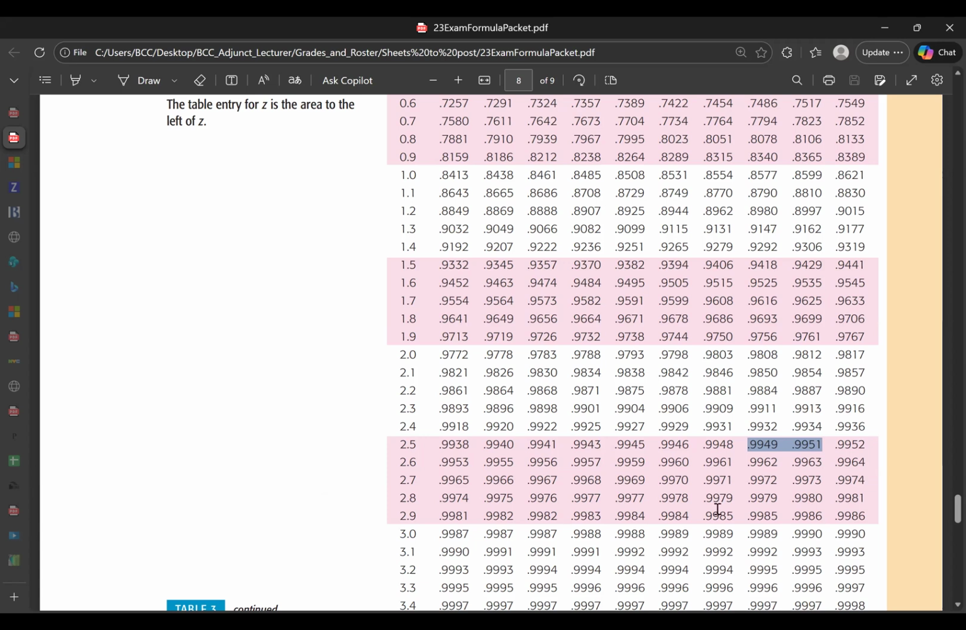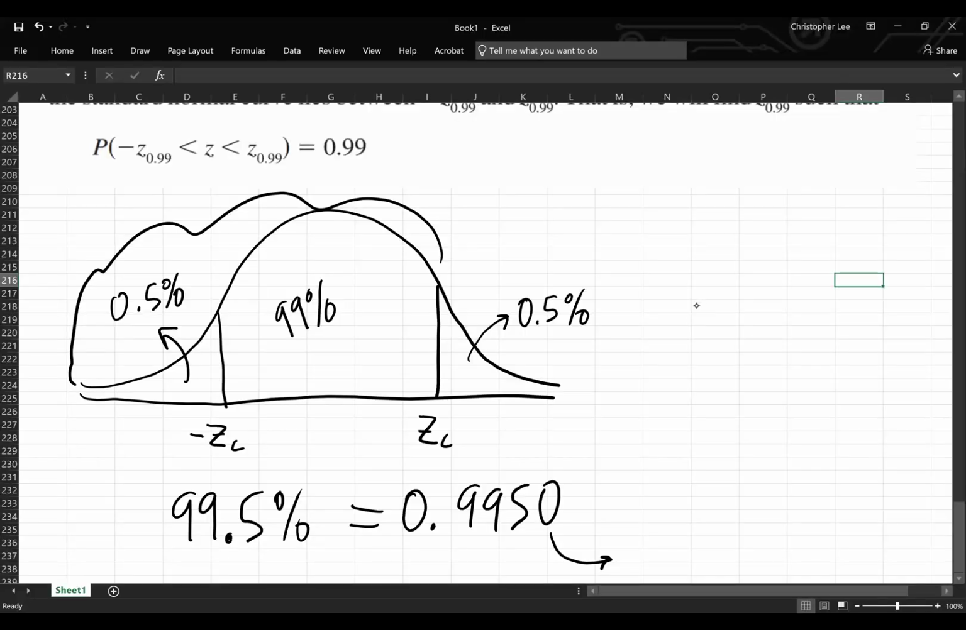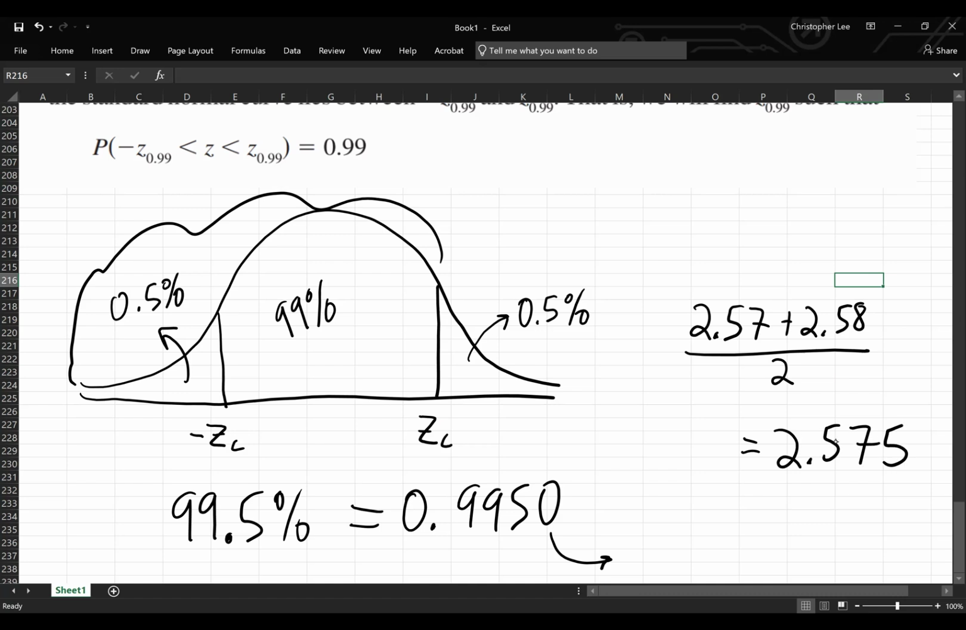So I take both of these z values, 2.57 and 2.58. And what am I going to do with those? I'm going to take both of those z values, add them together, and divide by 2. So 2.57 plus 2.58, then divide by 2. That's going to give me 2.575, also known as 2.58.